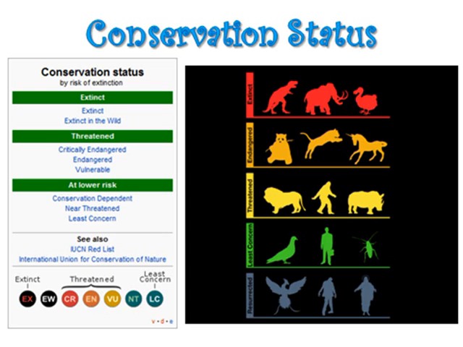At lower risk, when things are conservation dependent or near threatened, you do have to make sure that you're taking precautions as a country, as wildlife management, to not degrade conditions for them further. And if a species is of least concern, you don't really have to worry about it. It's not going anywhere.